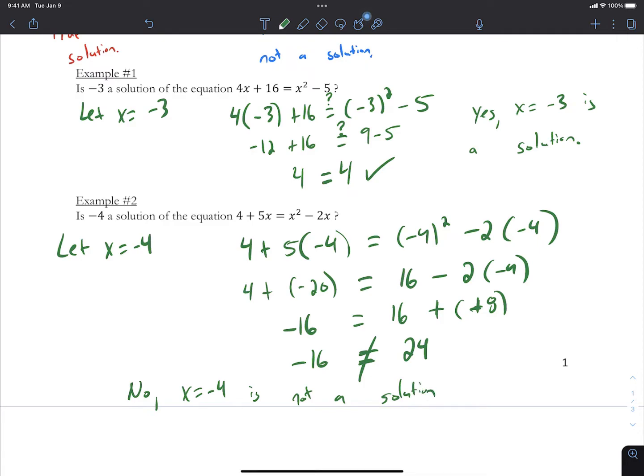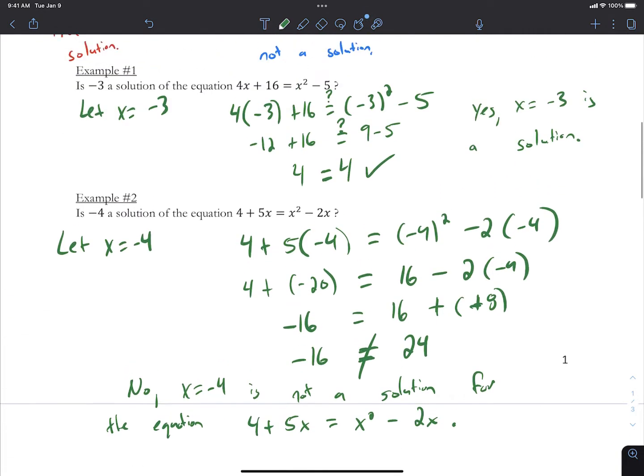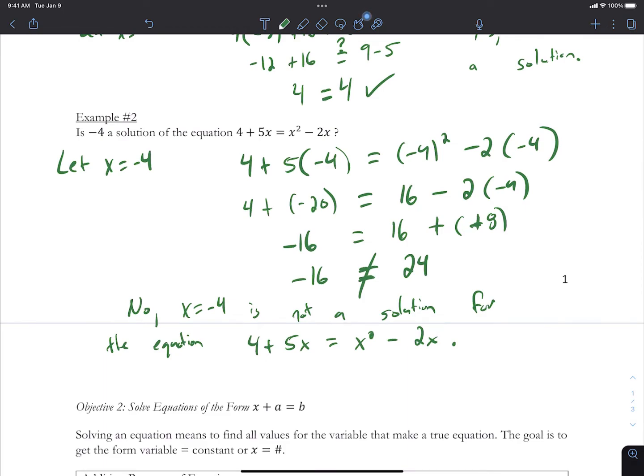And if I wanted to, I could spell this out a little more. I could say for the equation 4 plus 5x equals x squared minus 2x, just to be a little more explicit, but not necessary. And notice I didn't put the question mark above the equal sign, but we could add that in as before.